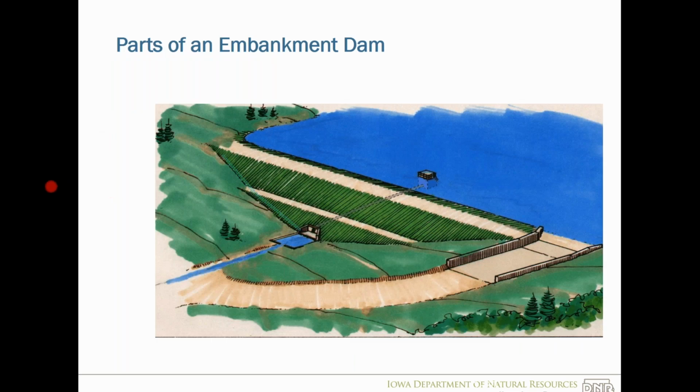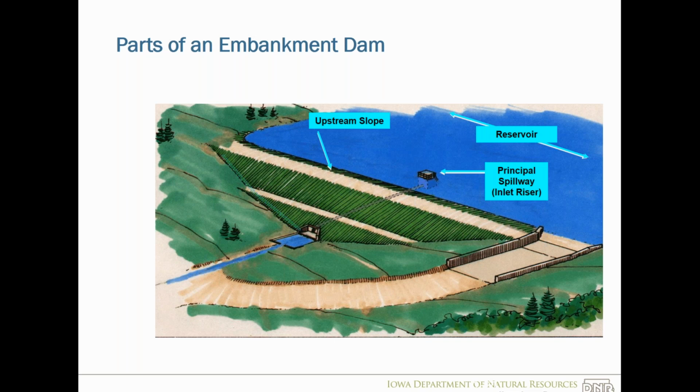Go through some basic parts of the dam. Obviously, all the water upstream of a dam composes the reservoir. Then we have typically some kind of principal spillway. In this case, it's a pipe, and we have a riser in this drawing. And we have an upstream slope. We have a crest, which is the top of our dam. Groin is what we refer to as the area where the dam meets the natural ground or the abutment.